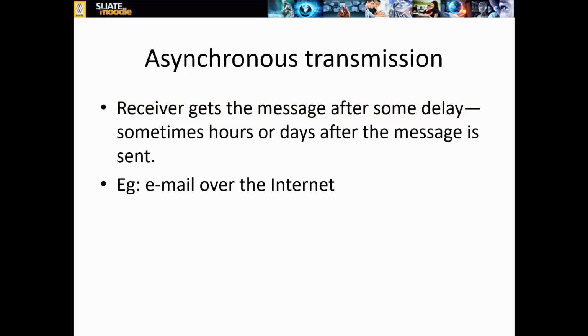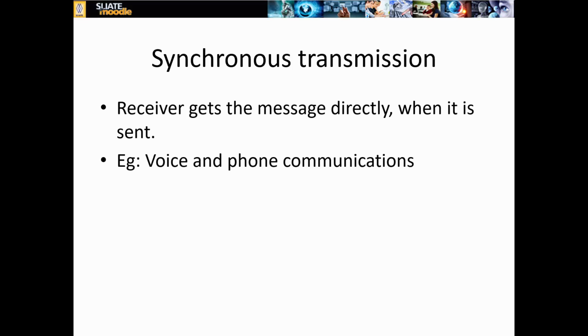For example, if you send an email as the sender, the receiver will usually receive that email after some delay. On the other hand, synchronous transmission is similar to full duplex mode, which is more efficient, and the receiver usually gets the message directly when it is sent. For example, when you have voice or phone communication, both parties can communicate at the same time without a delay.